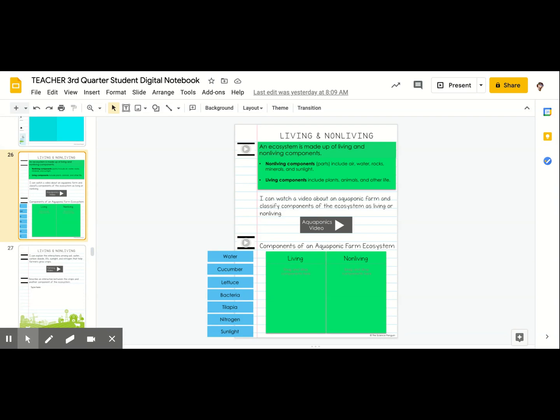So today we're going to be talking about our ecosystem, particularly distinguishing the differences between living and non-living components in our ecosystem. An ecosystem is made of both living and non-living components. Things that would be considered non-living would be things like air, water, rocks, minerals, and sunlight. So things that don't have any kind of a living component to them at all. Living components would be things like plants, animals, bacteria, other types of life.